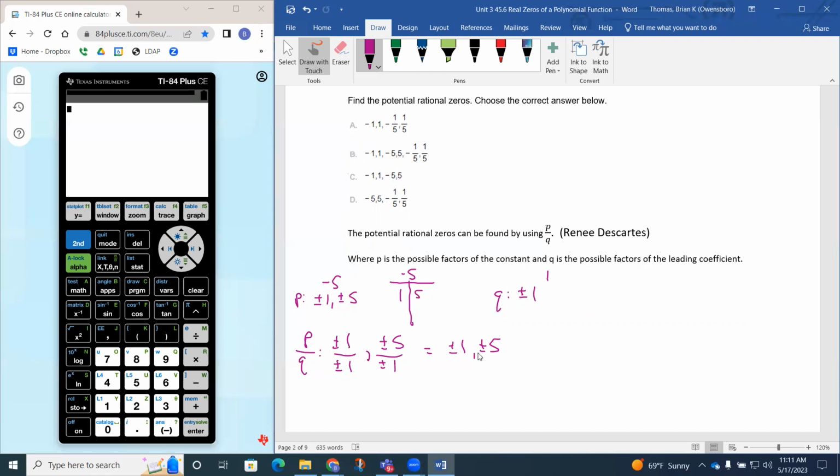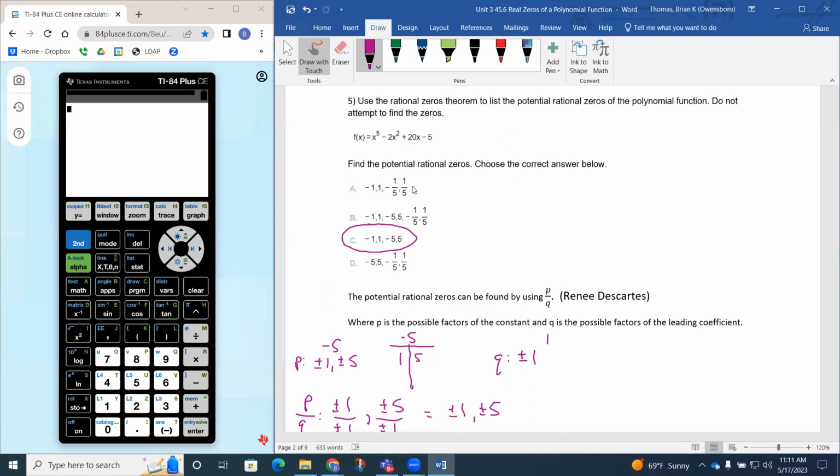So if we look up here, we're seeing that C looks like the thing that matches, so plus or minus 1 and plus or minus 5 would be our potential rational zeros.